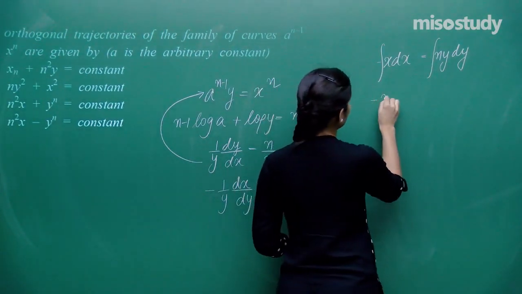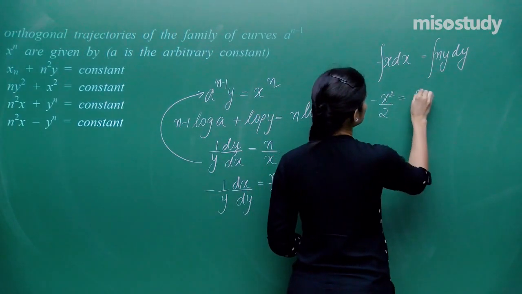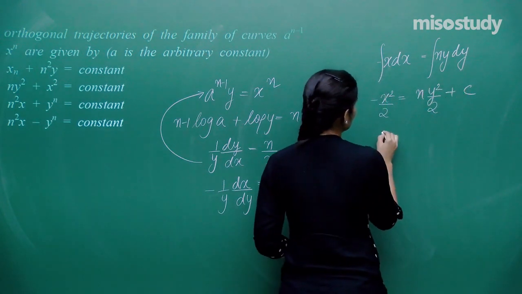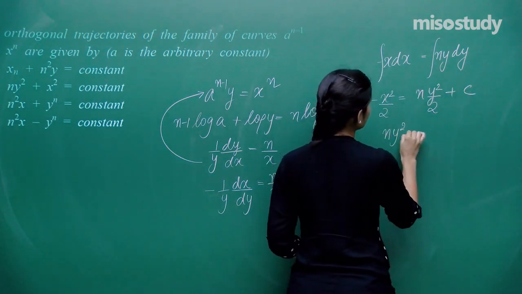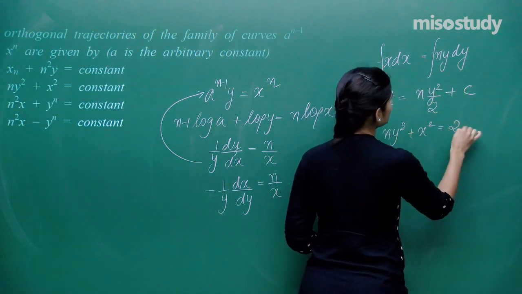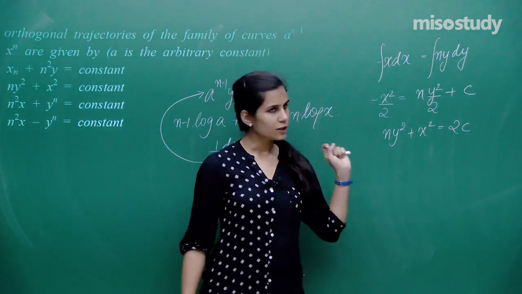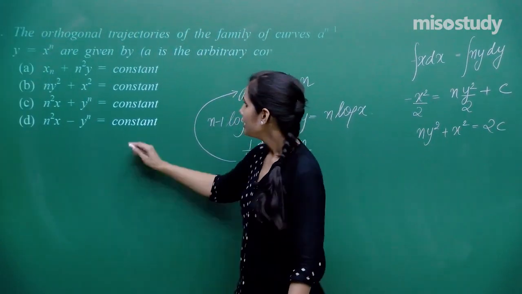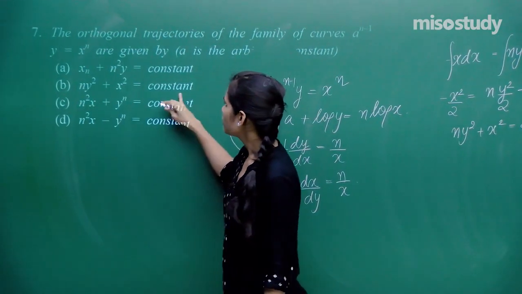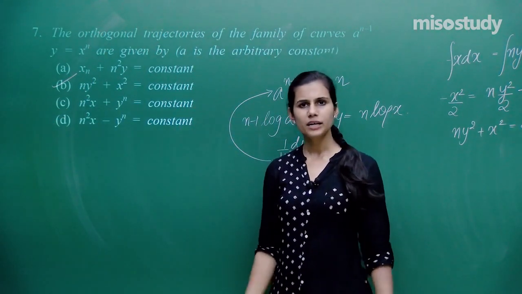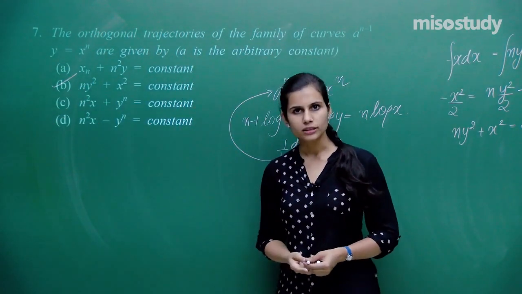Integrate, you get minus x square by 2 equals ny square by 2 plus c. So you actually get ny square plus x square equals 2c, you can say, right? Ny square plus x square equals 2c, 2c is constant, and that's your answer. Easy enough? Again, I just followed the algorithm and I got the solution.